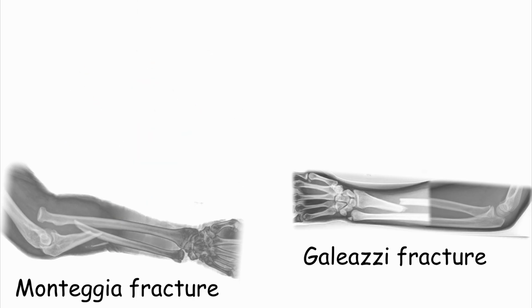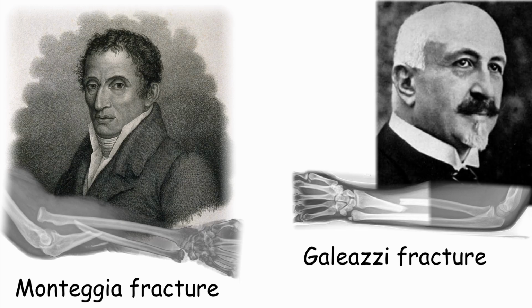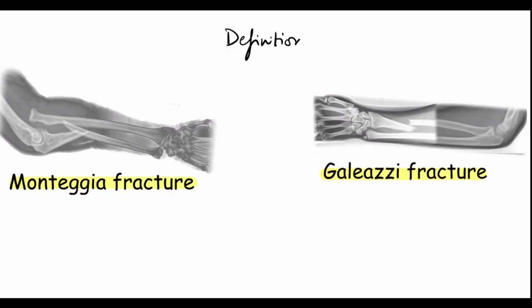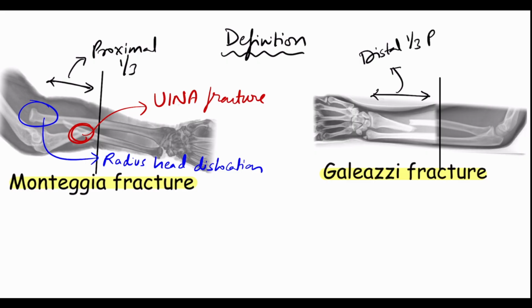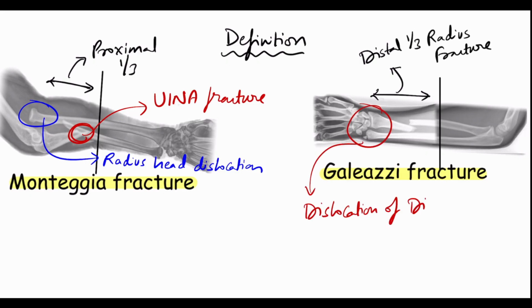Perfect. So now let's bring in both the personalities. These are the pictures of Sir Monteggia and Sir Galeazzi. It might help in better remembering. So let's start with the definition. In Monteggia fracture, this is a fracture of proximal 1/3 of the ulna and dislocation of the radial head at the elbow. And for the Galeazzi fracture, we have the fracture of distal third of the radius. Distal means far away, along with the dislocation of the radio-ulnar joint. So your joint is involved.